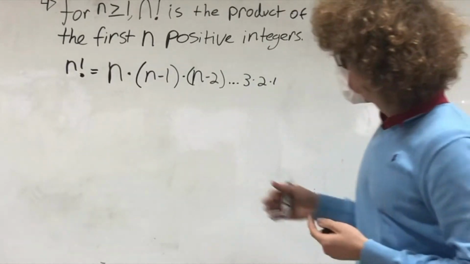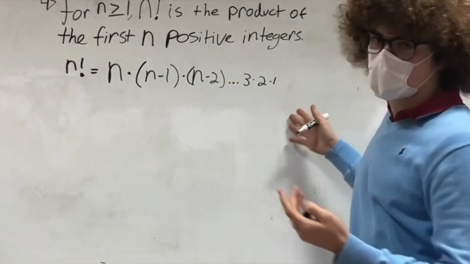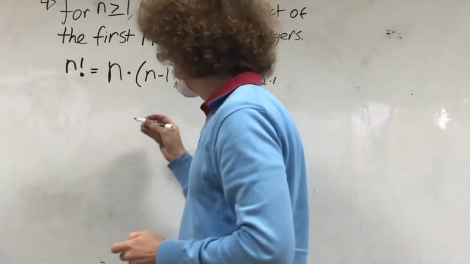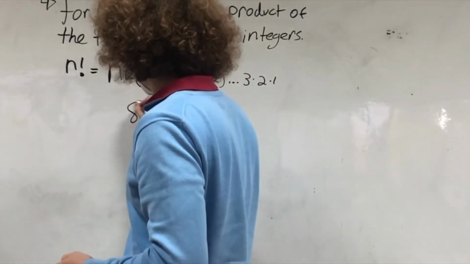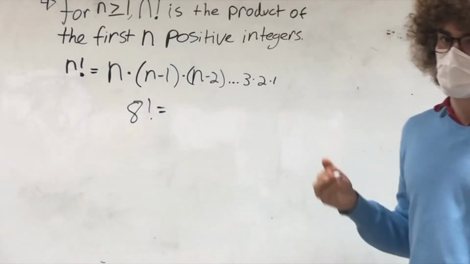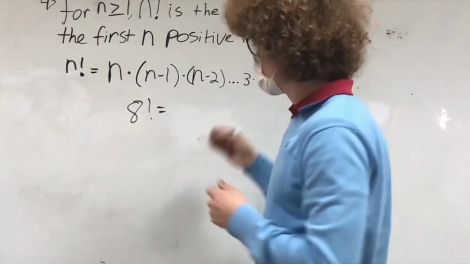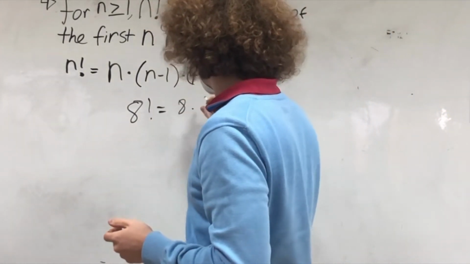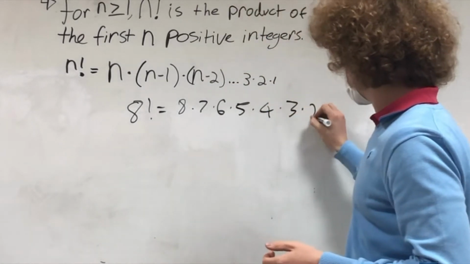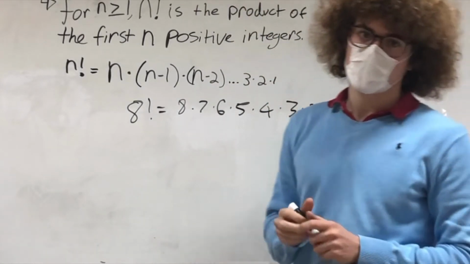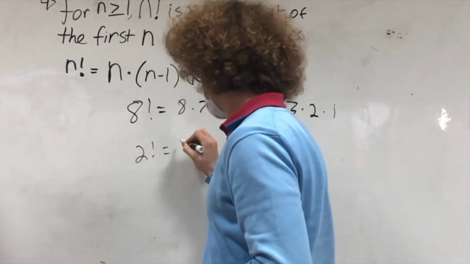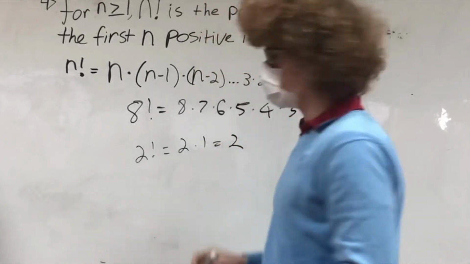So, people of YouTube, you may be thinking, how does this work in practice? What do all of these little variables actually mean? Well, I am here to show you. What does 8 factorial equal? Pause the video if you know what this equals, but I'm going to show you now. It equals 8 times 7 times 6 times 5 times 4 times 3 times 2 times 1. Now, what does, for example, 2 factorial equal? 2 factorial equals 2 times 1, in other words, 2.